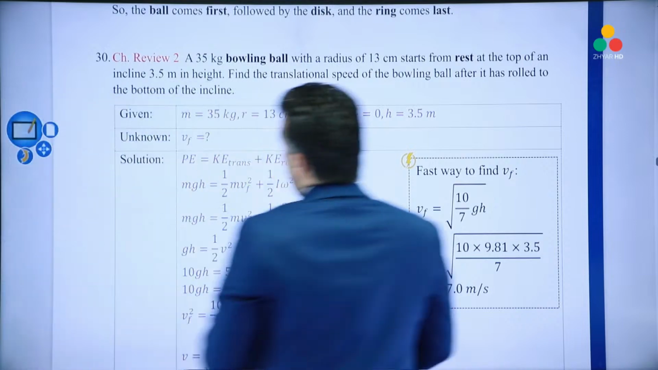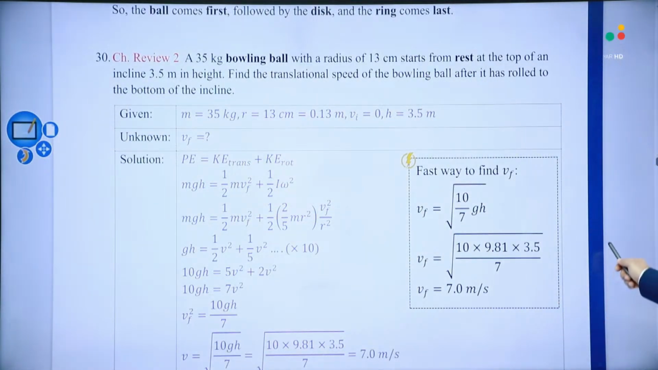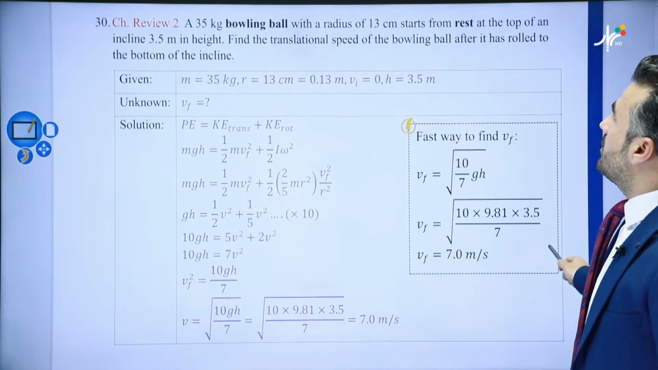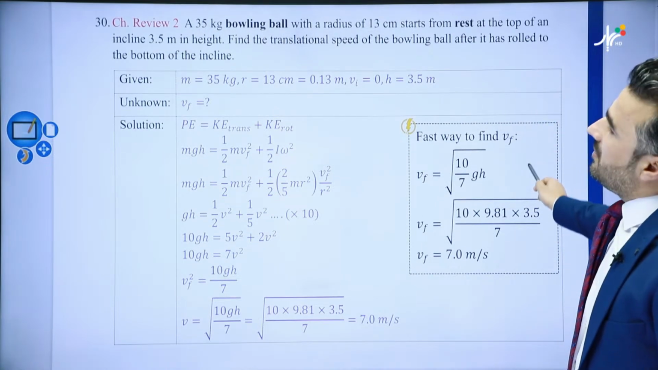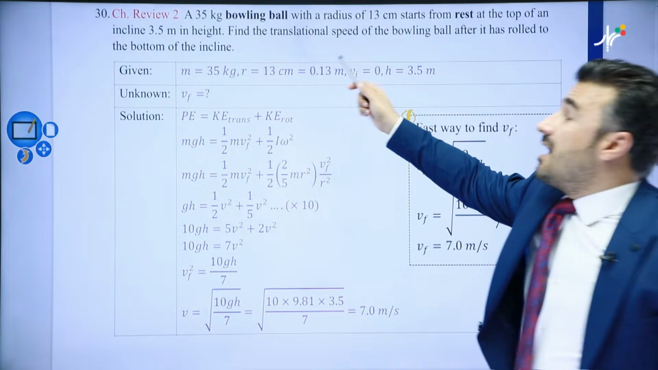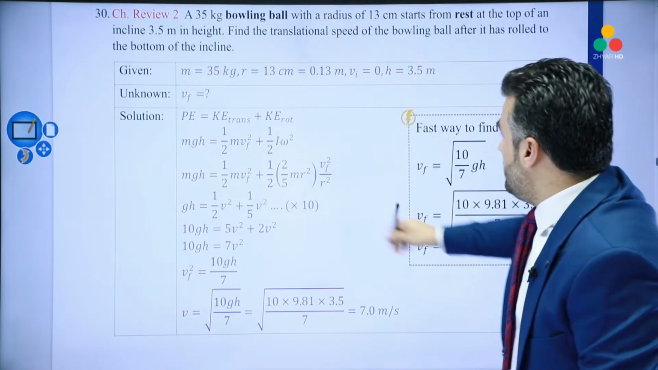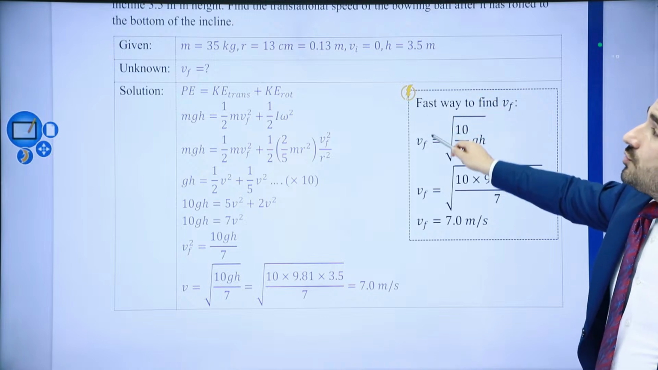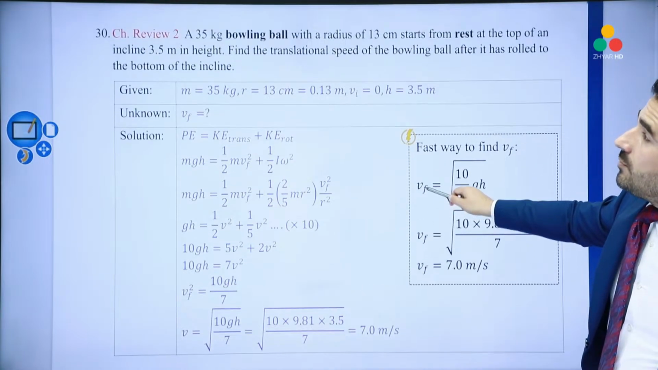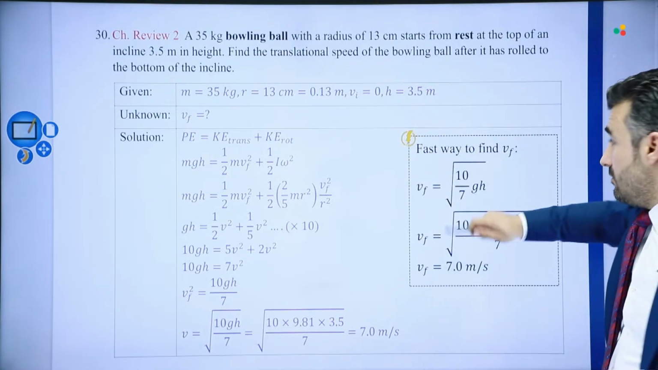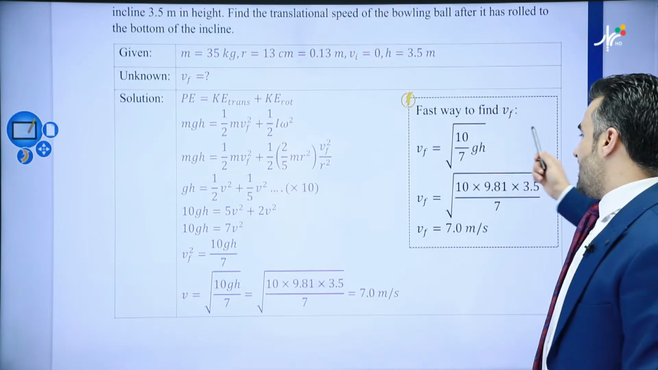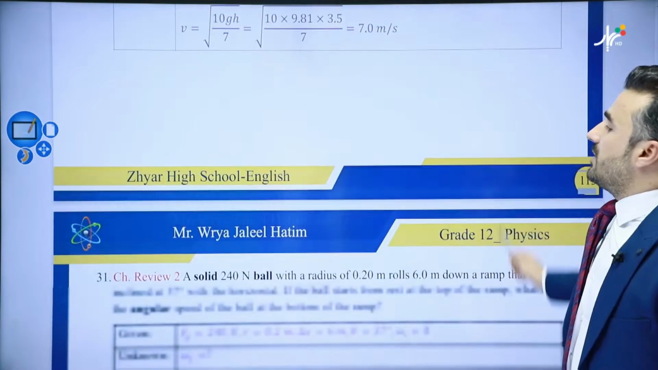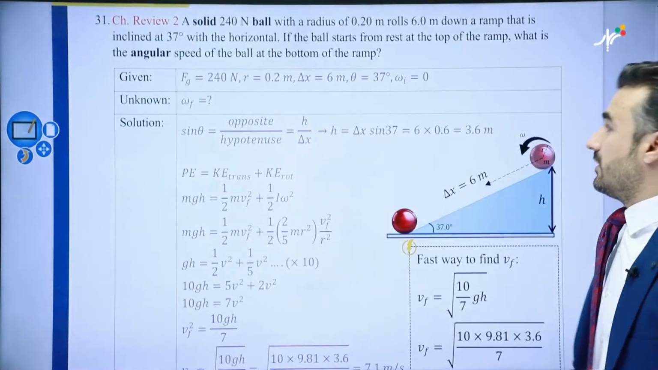Okay, now we have a chapter review, question 30. It says a bowling ball with a radius of 13 centimeter starts from rest on the top of the incline in height. So the height is given here. All you need to do is use V final, using the moment of inertia of a bowling ball, which is like a solid ball. The square root of 10/7 GH gives an answer of 7 meter per second, the same idea as the previous one.